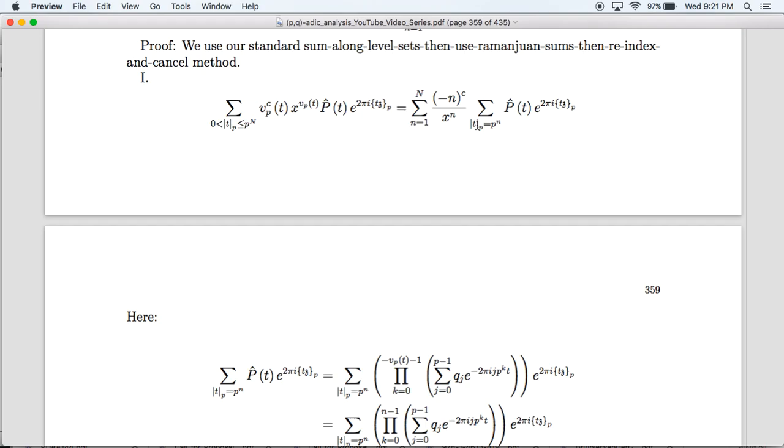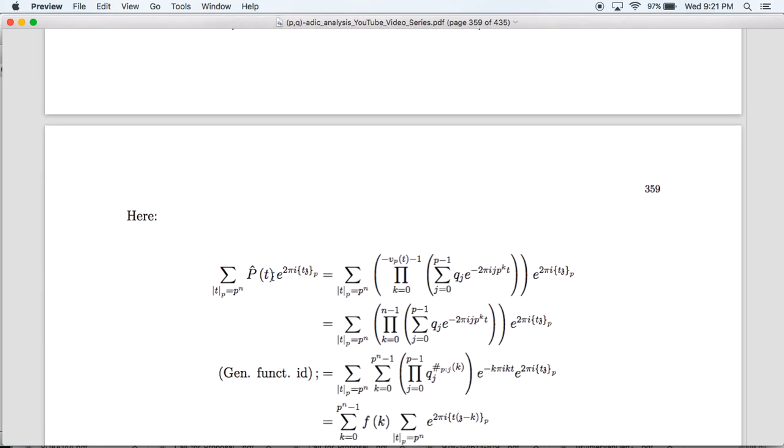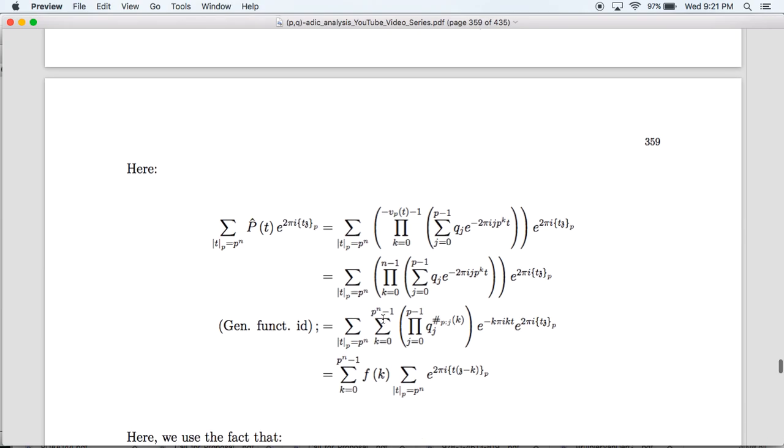And here the level set is where we're summing along t with p-adic absolute value equal to p to the n. And here we now use our generating function identity. This is what p hat of t is in general. Here we now evaluate it using the fact that t's p-adic absolute value is p to the n. And then this is the generating function identity. It turns this product into a sum.